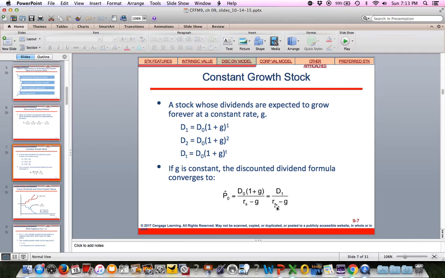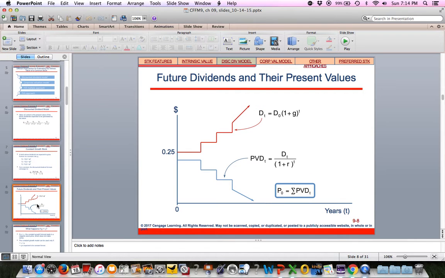Let me say it again. The dividend a year from now divided by the rate of return minus the growth is the price of the stock today. So future dividends and their present values, what this chart shows us is that as dividends go up, then the present values are brought back down to today's value.